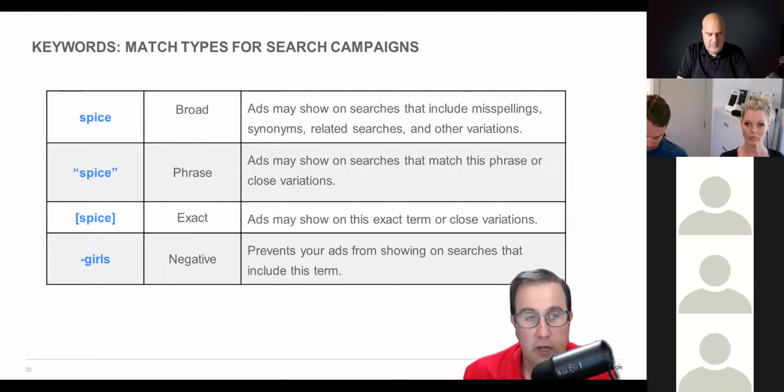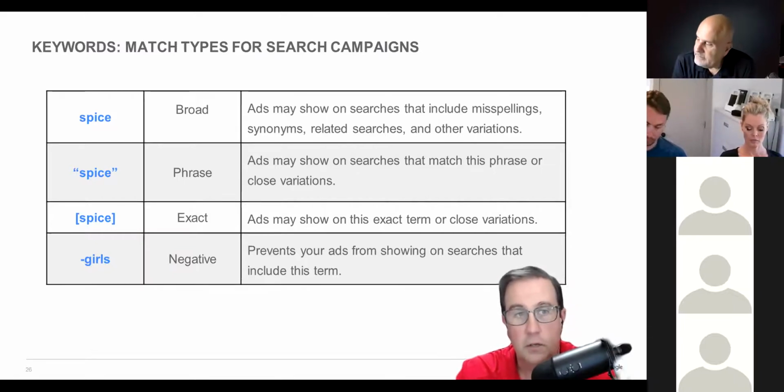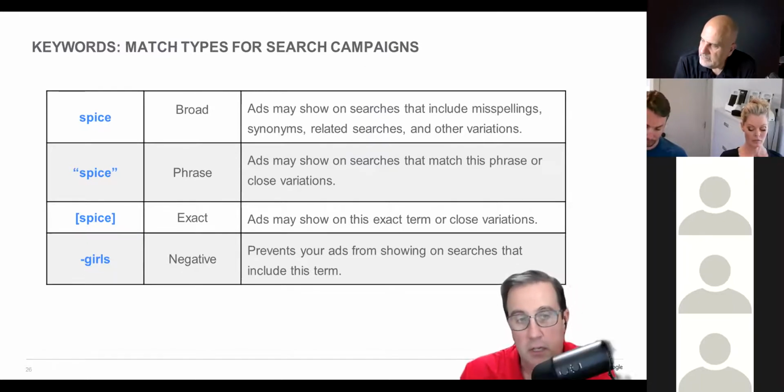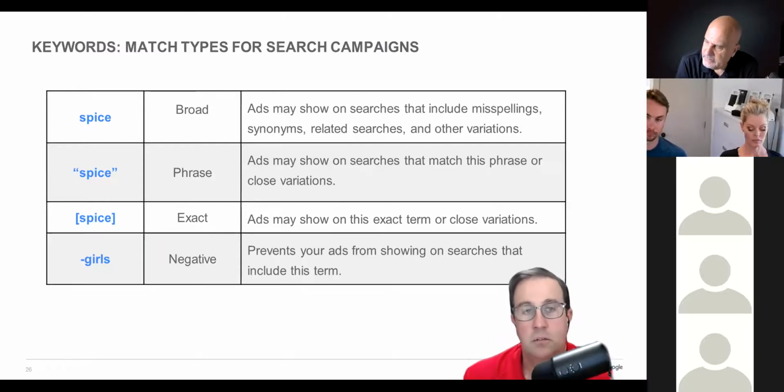So if I ran the phrase Cincinnati HVAC, the way it used to work was Google would only show the ad if the term Cincinnati and HVAC, in that order, were in the person's query. So someone typed in Cincinnati HVAC companies and my keyword was Cincinnati HVAC in quotes, the ad would show.